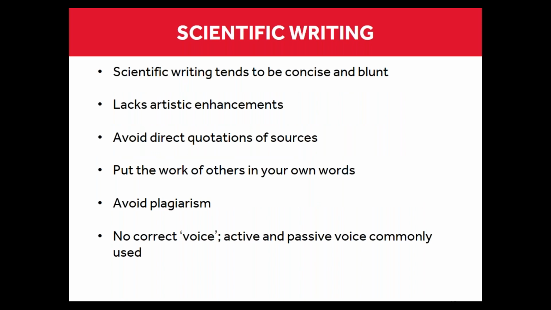So scientific writing tends to be blunt and concise. So avoid overcomplicating the writing with the use of flowery words. The writing lacks artistic enhancements, so sentences tend to be short, to the point, and avoid using direct quotations of sources. When you're doing your research, you should read a paper and write notes on that. Don't copy words directly from the resource. Put the work of others into your own words.